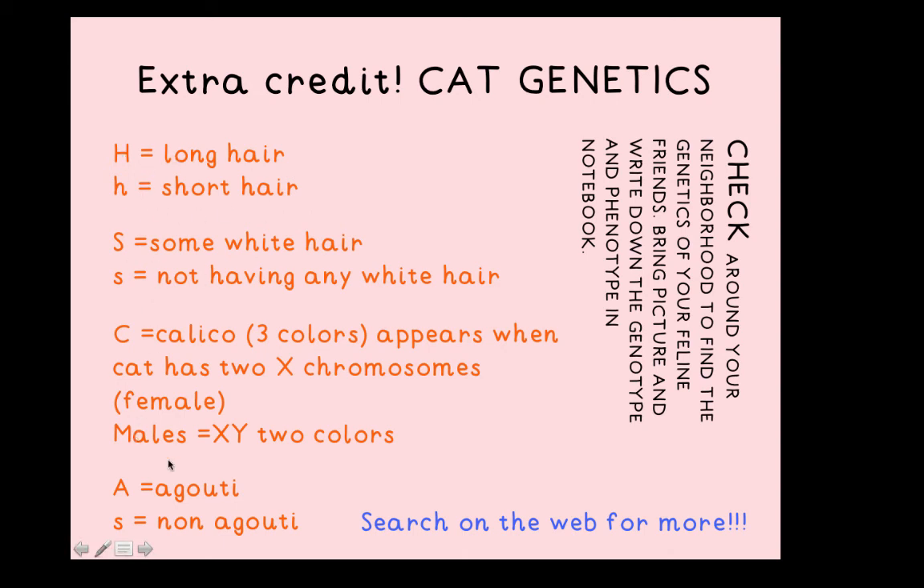And here are some of the genes for cats, but you can find out so much more if you search on the web. Uppercase S will be some white hair, while lowercase s is not having any white hair at all. Very interesting is the calico, the one that has 3 colors, because it appears when a cat has 2 X chromosomes, meaning when it's a female. Males, however, sometimes have 3 colors. This is a case of a male that doesn't have just an X and a Y, but has an X, X, and a Y. And agouti is an interesting condition in which the hair starts off one color in the roots and changes as it reaches the end. Agouti will be dominant over non-agouti, which will be recessive.